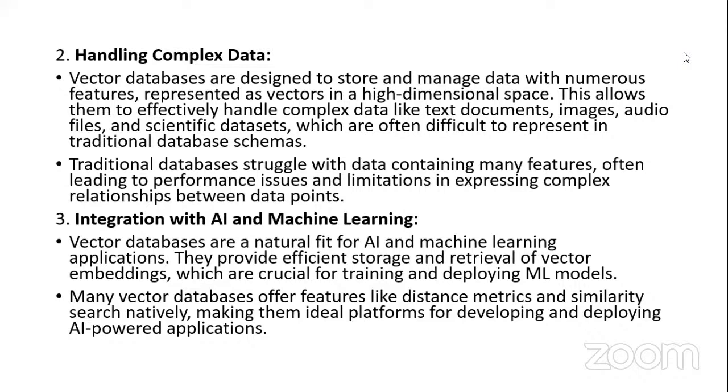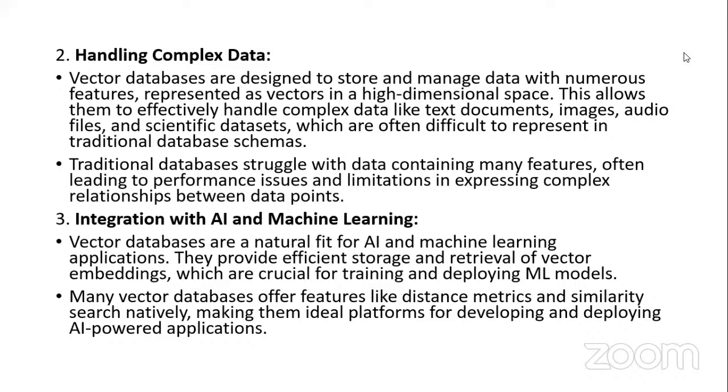And then each pixel will again have some numbering 0 to 255, right? So this kind of unstructured data, traditional database systems cannot really handle, and that's where vector databases come in. Traditional databases extremely struggle with data containing many features, often leading to performance issues. So very limited speed and also limitations in expressing complex relationships between the data points. It cannot really attach to a lot of different data points, so it becomes a bit more complicated. That's the reason we switch over to vector databases.